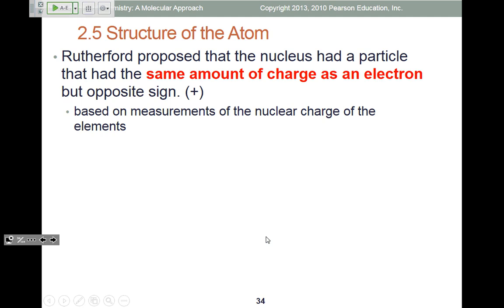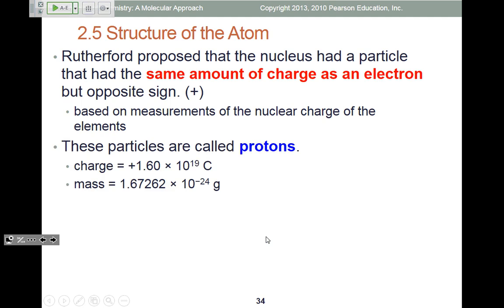So based on the measurements of nuclear charge of the atom, we know we have the same amount of positive charge as the electrons. So our positively charged particles are our protons, and they must have the same charge, equal but opposite, as our electrons. Each proton has a charge of positive 1.60 times 10 to the negative 19 coulombs. Now we just say each proton is +1, each electron is -1. But this is the actual measurement, and they're equal but opposite.